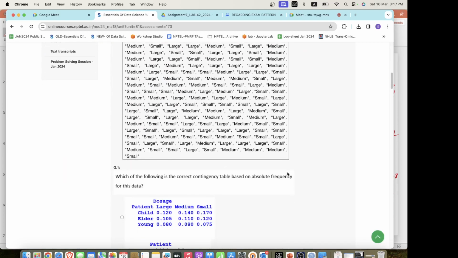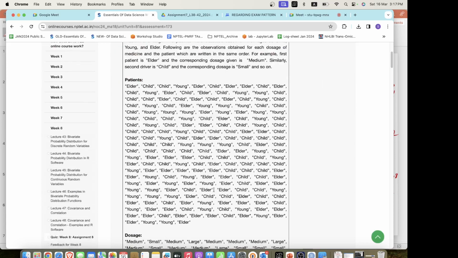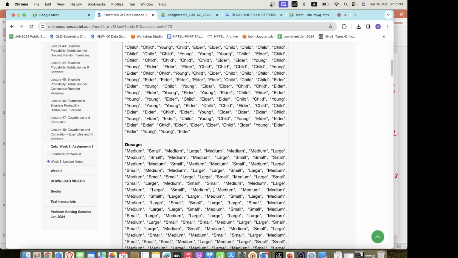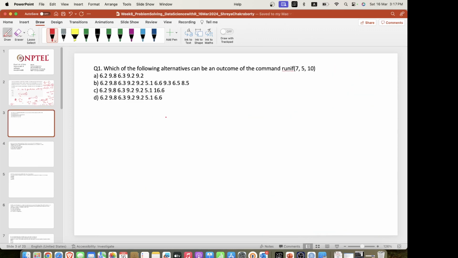All right. Okay, the due date is still valid, so I'll solve similar problems. Maybe you'll get an answer to that. Okay, fine. So let me just start with this problem solving session. So here is one question which you can get. Which of the following alternatives can be an outcome of the command runif 7 5 10?